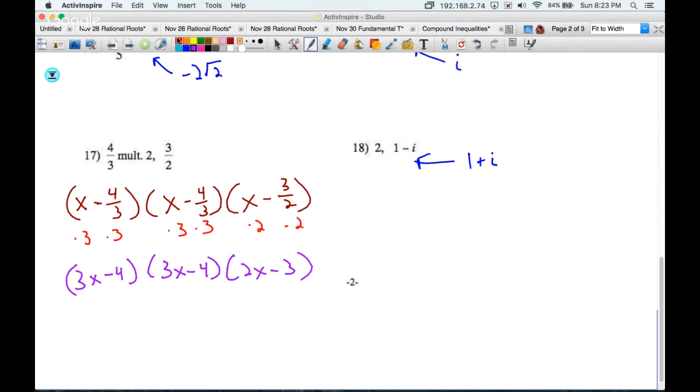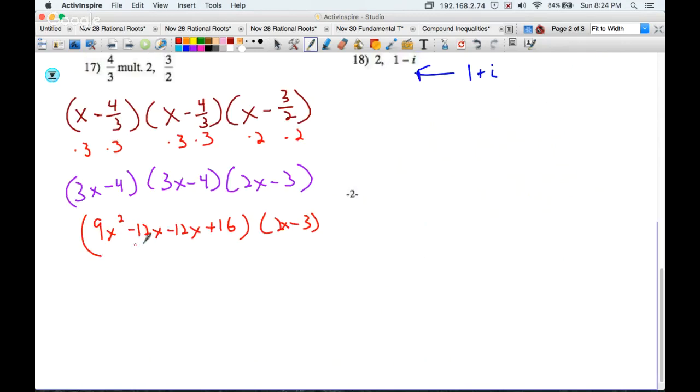All right, and now we just need to do some semi-extensive foiling and distributing. Let's see, 9x squared minus 12x minus 12x plus 16. Got to multiply that by 2x minus 3. Combine my like terms. Multiply that by 2x minus 3.